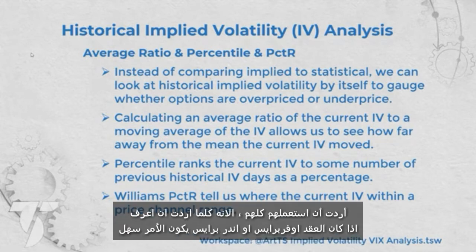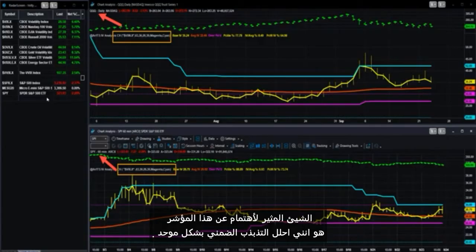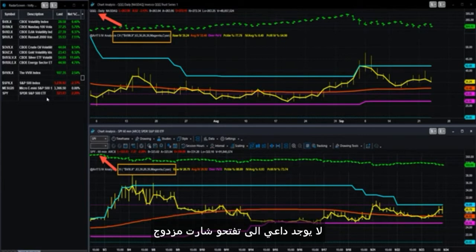So I wanted to include all of them so that however you feel about looking for this type of information, overpriced, underpriced options, you have all 3 of them here in this indicator. So the interesting thing about this indicator is that I'm accessing the volatility index programmatically. So you don't have to create a multi-data chart.